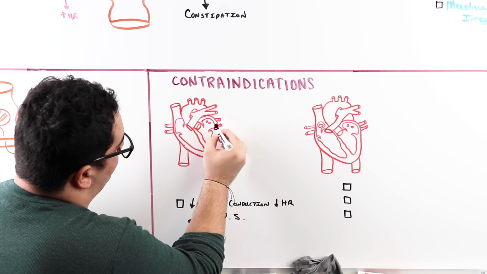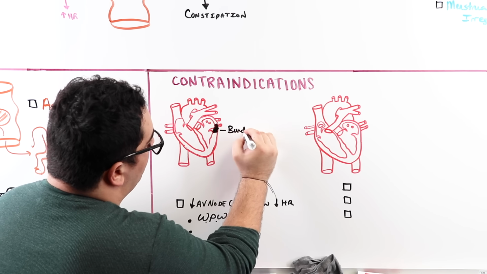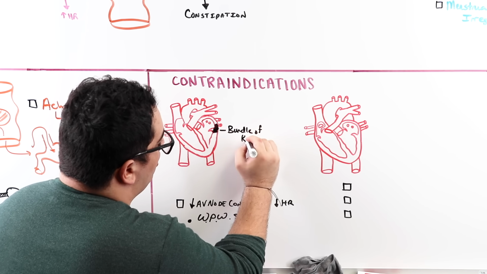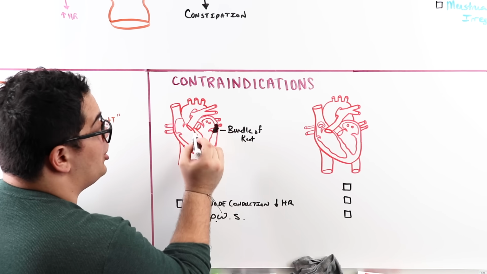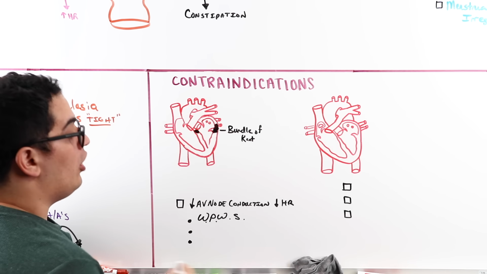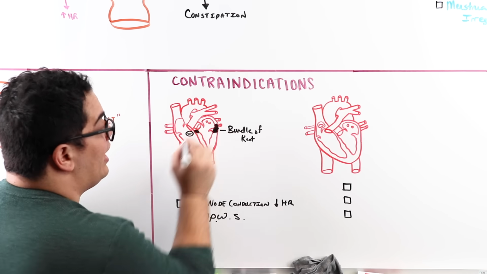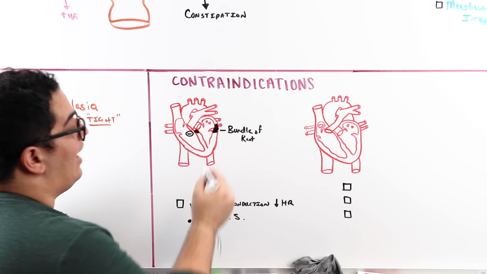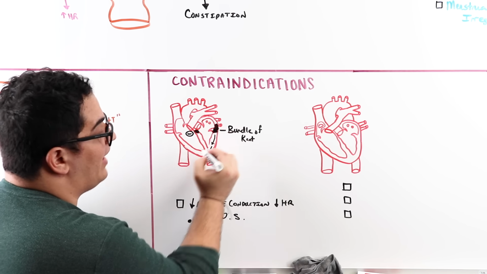Wolff-Parkinson-White Syndrome has an accessory pathway called the bundle of Kent, which is able to conduct electrical potentials just like the AV node. But what did you do by giving the calcium channel blocker? Maybe too much of it. You inhibited the AV node conduction. Now the electrical potentials only have one way to go through, and that is the bundle of Kent.